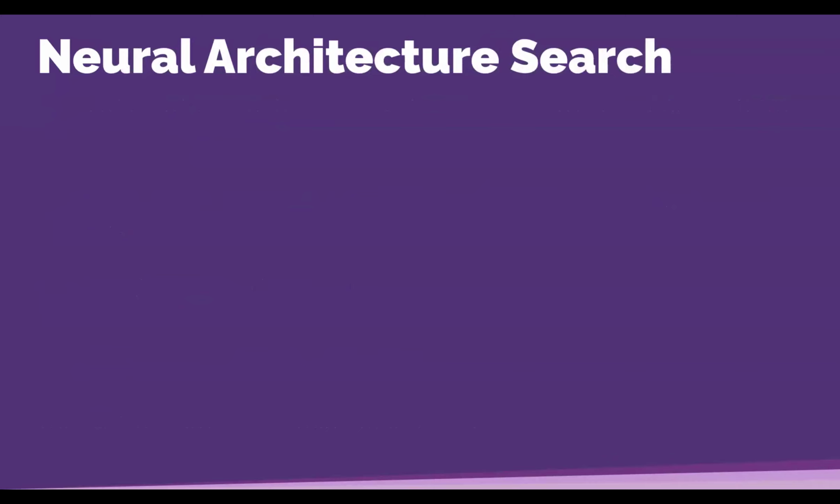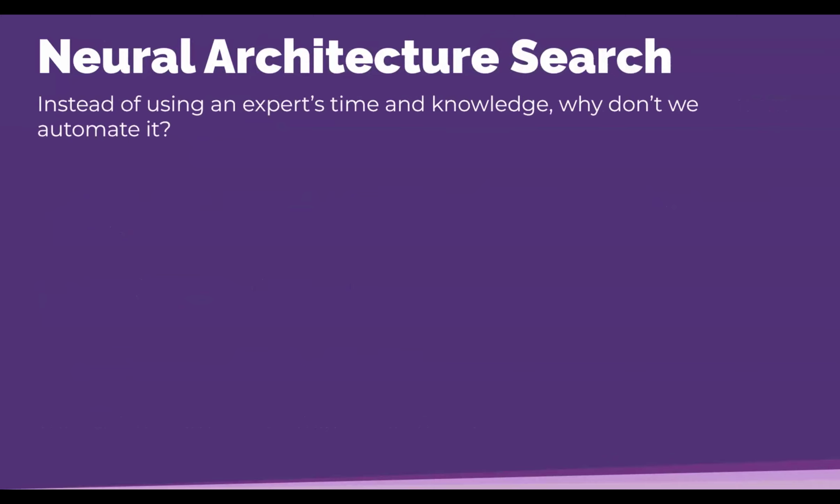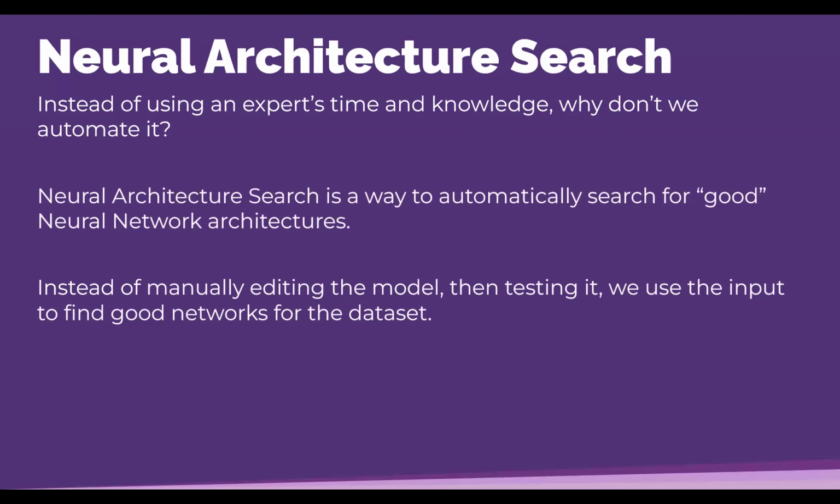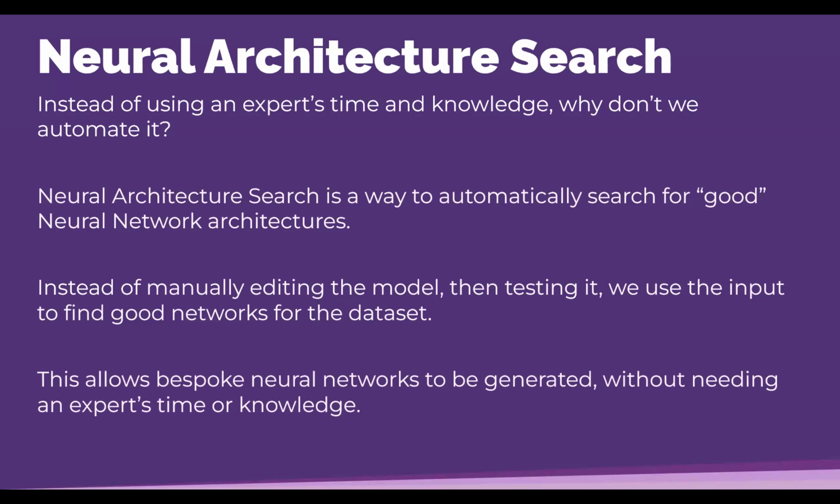And this is where neural architecture search comes in. So instead of using an expert's time and knowledge, or in my case, my time and knowledge, why don't we automate it? And so neural architecture search is a way to automatically search for good neural network architectures. Instead of manually editing the model and testing it, we can use the same principle of a neural network itself, where we give it an input and an output, and it finds the best weights, where we give our neural architecture search algorithm an input and an output until it finds the best network, which gives the best output. And this allows bespoke neural networks to be generated without needing an expert's time or knowledge.